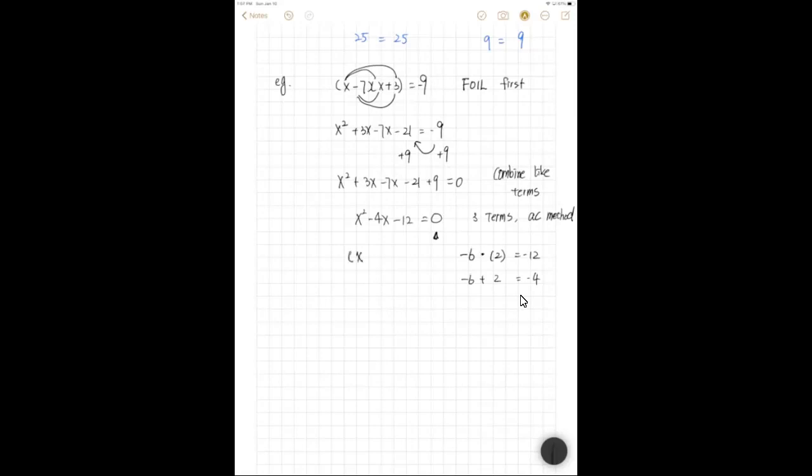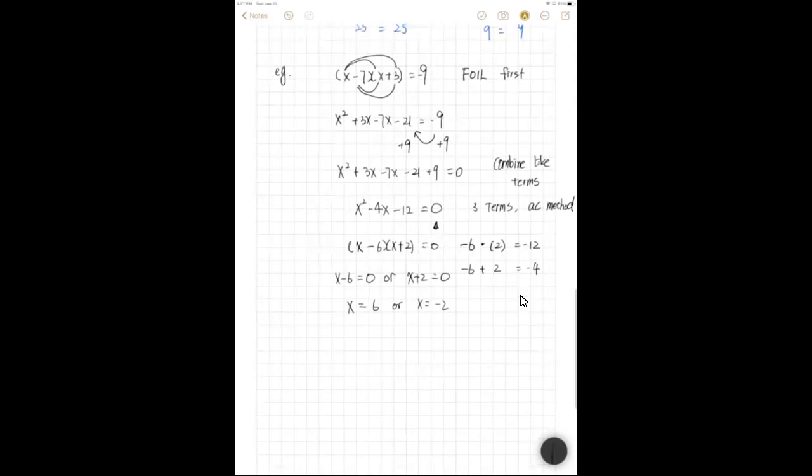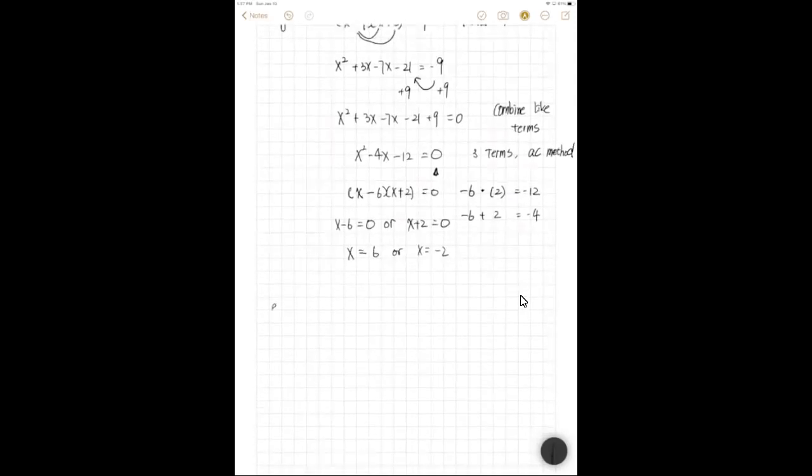So that means the equation factors as (x minus 6) times (x plus 2) equals 0. Apply the zero product rule, which is x minus 6 equals 0 or x plus 2 equals 0. So our x is equal to 6 or x equals negative 2. Good? Okay, what if we have something a little bit more complicated?